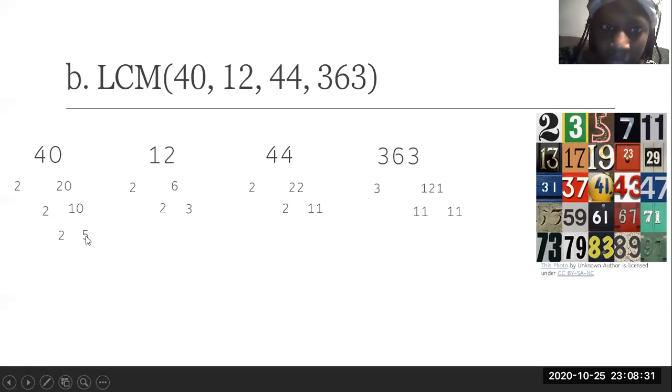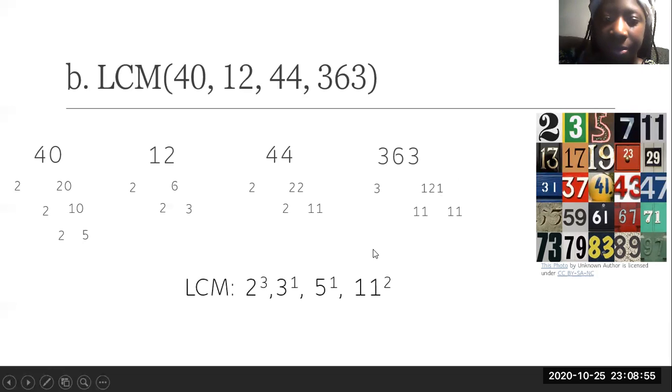Then we have a 5 here and no other 5, so it'll be 5 to the first power. Then we have a 3 and another 3, which means it'll be 3 to the first power because it is repeated and each has one of them. So it'll be only 3 to the first power. Then we have 3, 11, 11. 11 is repeated, so it'll be 11 to the second power. And this is our answer.